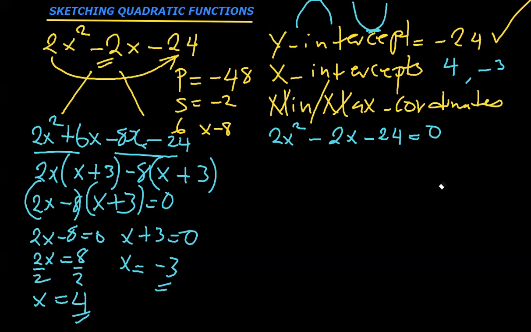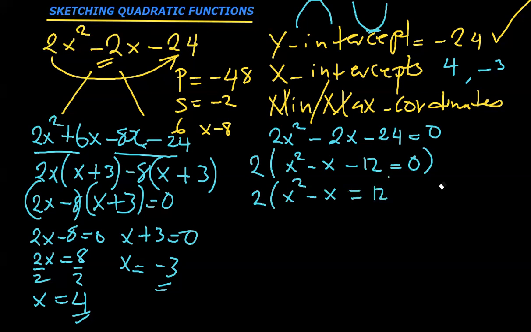Now, there's a different approach we can use to do that. I'll factor out 2, because the coefficient of x squared was 2. And that gives me, within the bracket, x squared minus x minus 12 is equal to 0. So my bracket ends there. Okay. My next step, I take the negative 12 to the other side. I get 2 into brackets, x squared minus x is equal to 12.